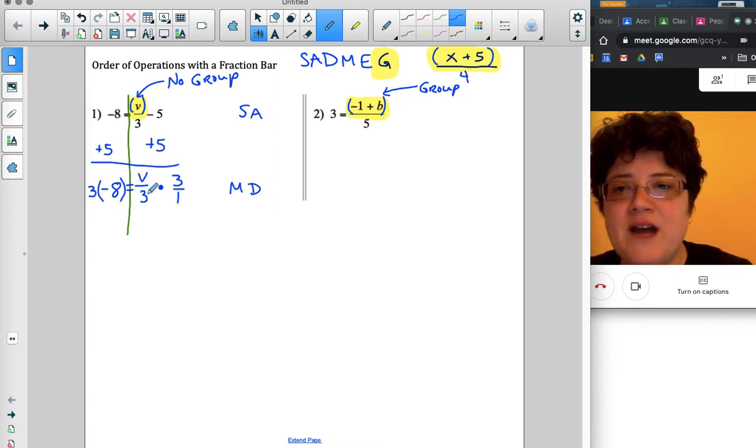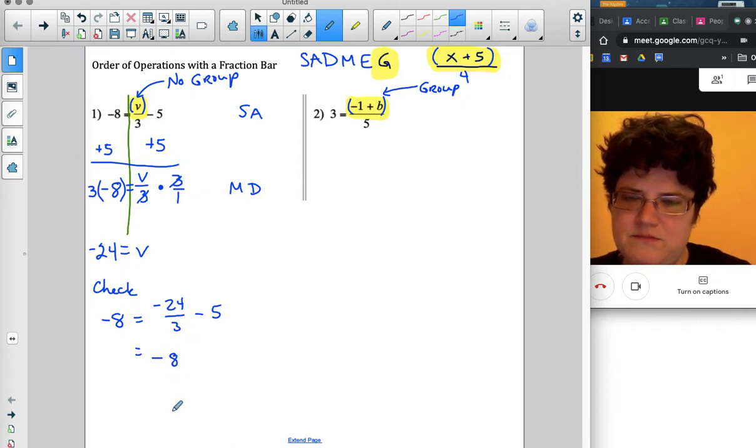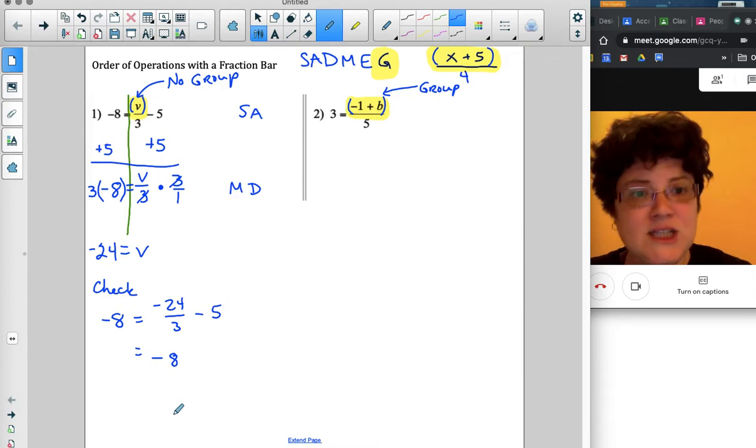So now I've got, well, that's going to cancel out down to 1. So we just have v left on this side. V is equal to negative 24. And then I can go ahead and check that and just say, is it true that negative 8 is equal to negative 24 divided by 3 minus 5? Well, hey, that's not right. I must have made a mistake.